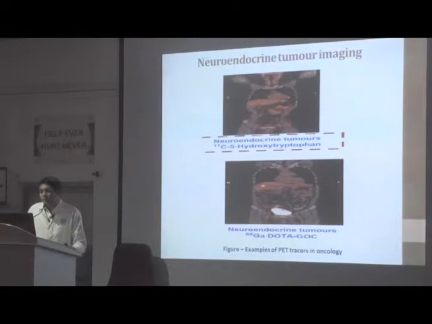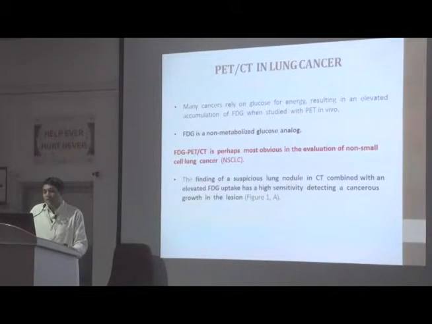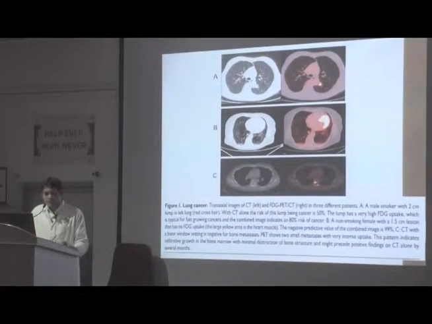In neuroendocrine tumor imaging, we can use tracers like 11C 5-hydroxytryptophan and 68 gallium. And for lung cancer, many cancers rely on glucose metabolism. So FDG is a non-metabolized glucose analog. Now FDG PET-CT is perhaps the most obvious in the evaluation of non-small cell lung cancer. So A is what we can see through this.